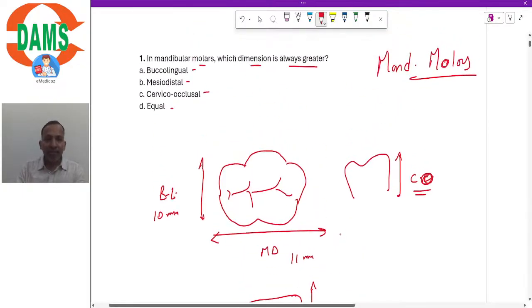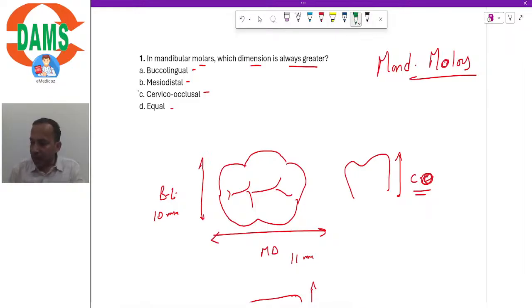So the correct answer for this question would be option B, that is the mesiodistal dimension, right? So the mesiodistal dimension is greater for this question.